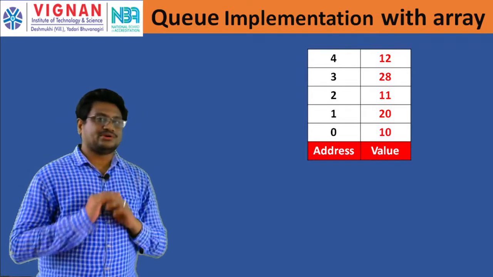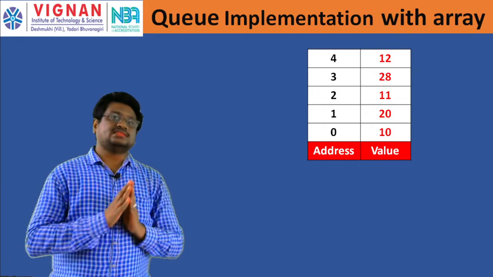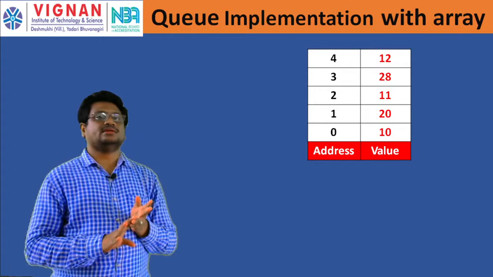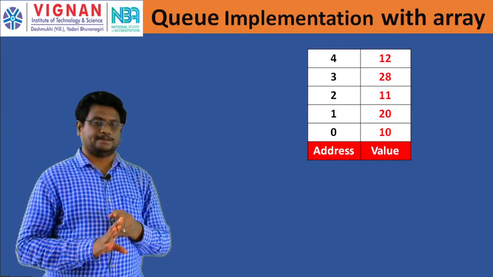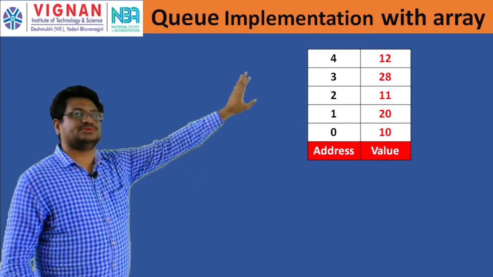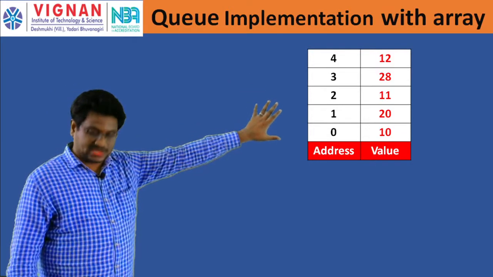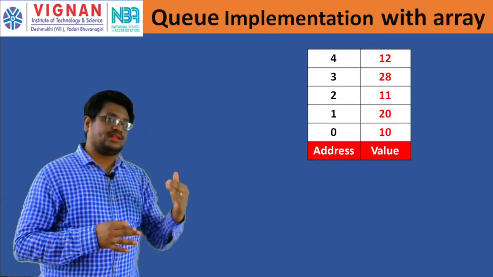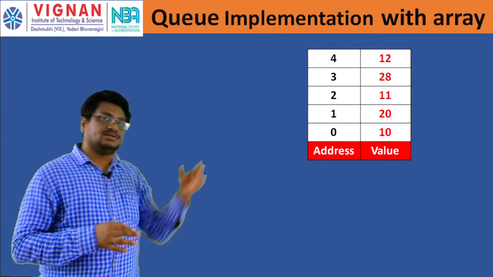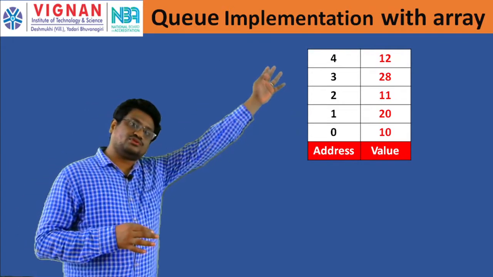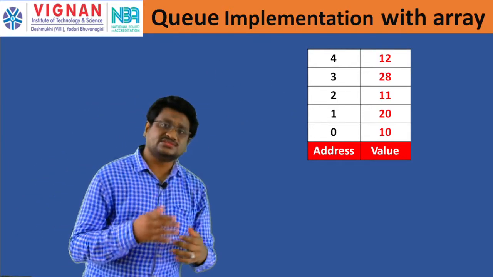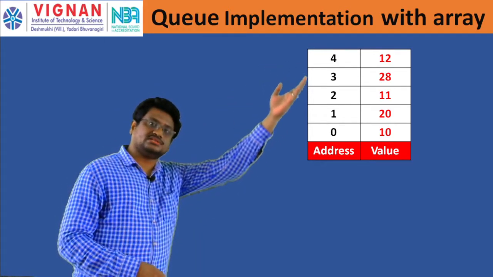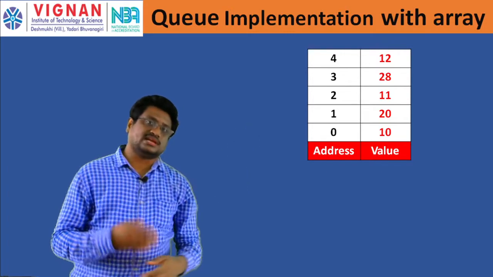If I have a view like this, what are the three variables I'm using? One is max, second is rear, third is front. Now max is the size of the queue. What is the size here? The size is 5, so max will be 5. Now the rear will be where I have to insert. Already these 5 elements up to 4 I have inserted. Next where do I have to insert? I have to insert after 4. So that means it is 5.